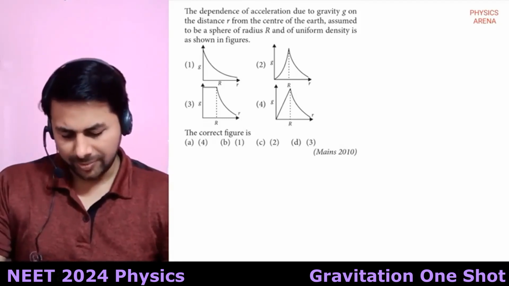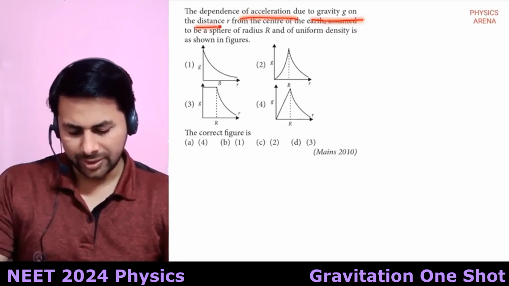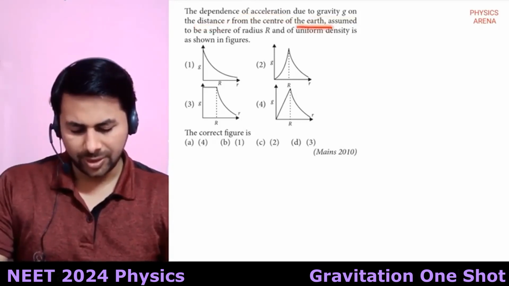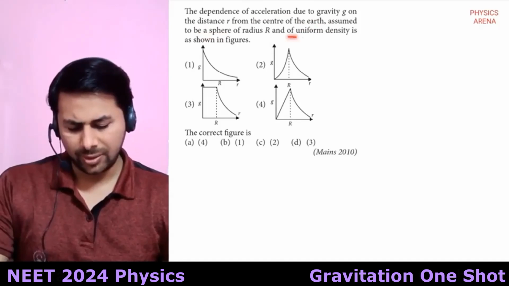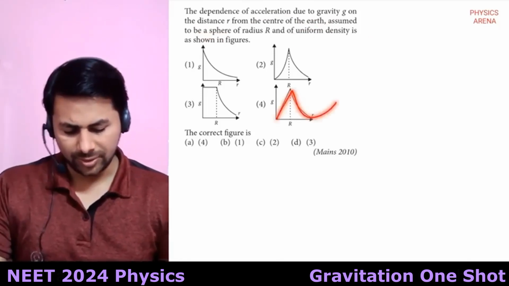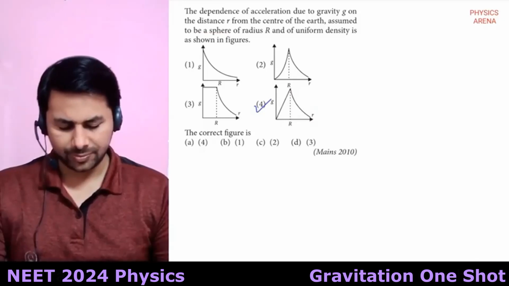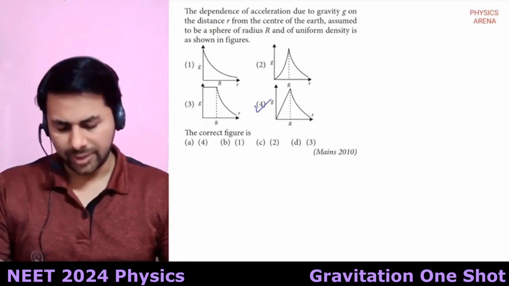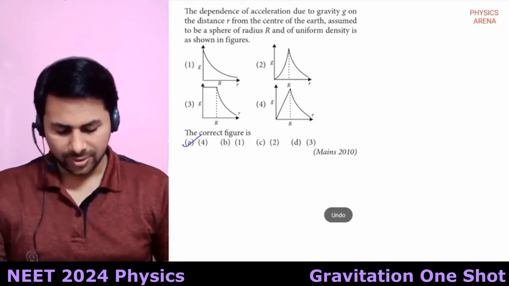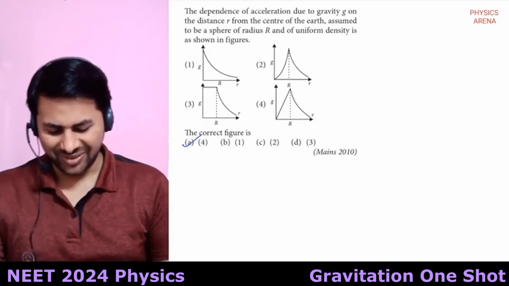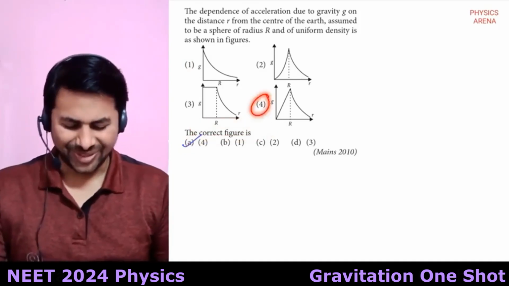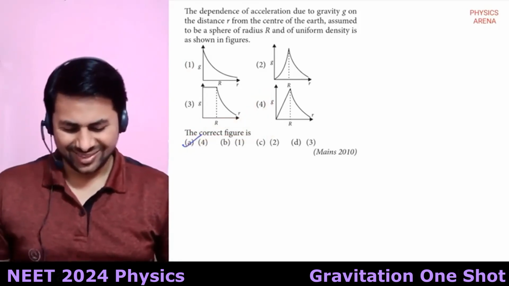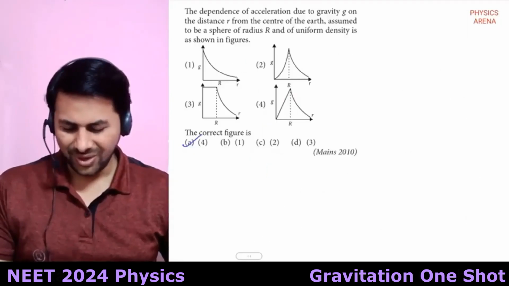Next, option A: dependence of acceleration due to gravity on distance r from the center of Earth, assumed to be a sphere of radius R and of uniform density. It is this thing, no? Option D, option 4. Yeah, yeah. Okay, so this time they have written 1, 2, 3, 4, and the correct figure is A, which is 4. Good. All right.